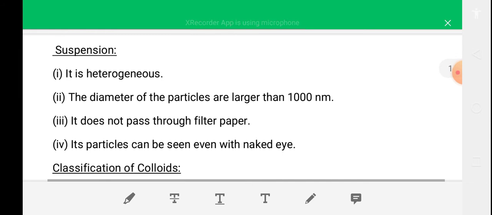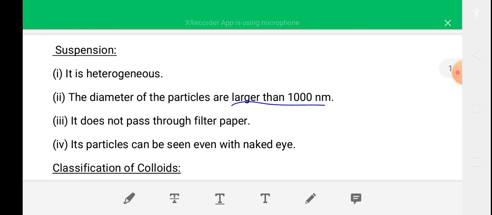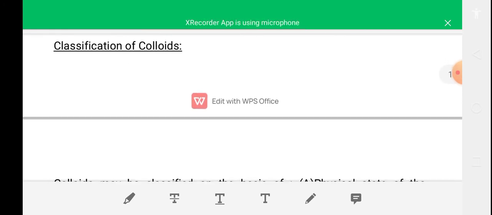And the third type of solution is suspension. Suspension is also heterogeneous, in which the particles are larger than 1000 nanometer. In colloid, the particle size range is 1 to 1000 nanometer, but in suspension particles are larger than 1000 nanometer, and it does not pass through filter paper, and its particles can be seen even with the naked eye. So these are properties of suspension. I have already told you that you have to study only colloid in this chapter. So now see the classification of colloid.